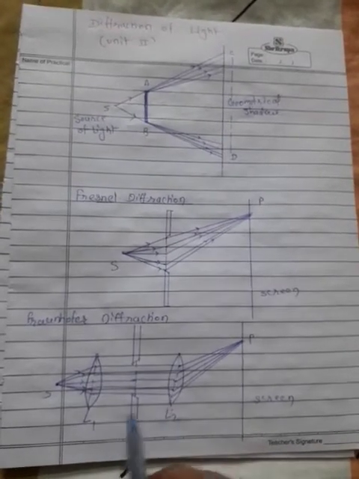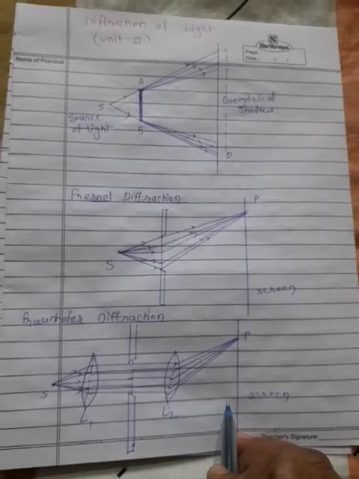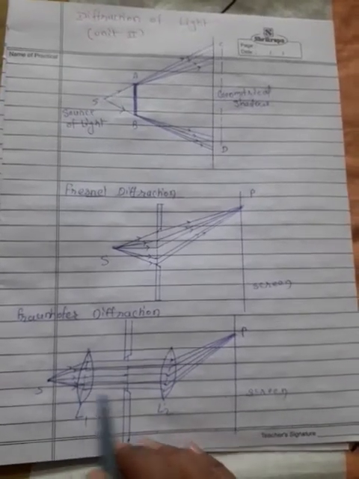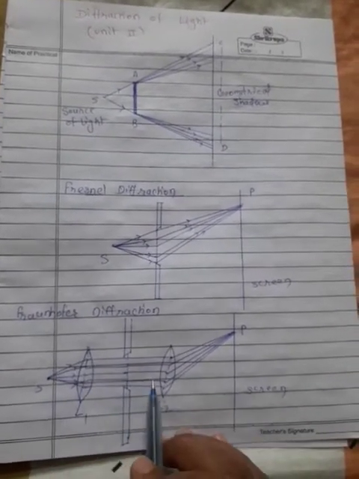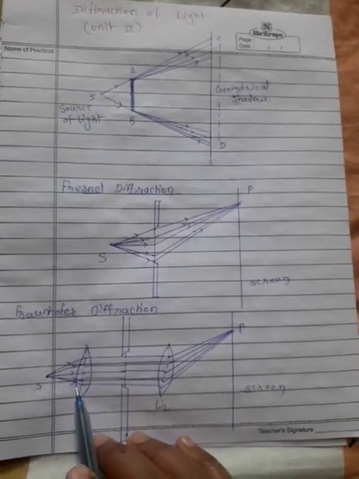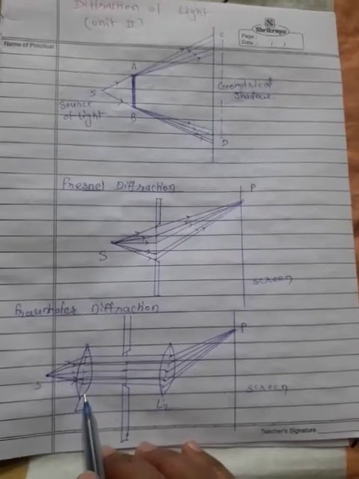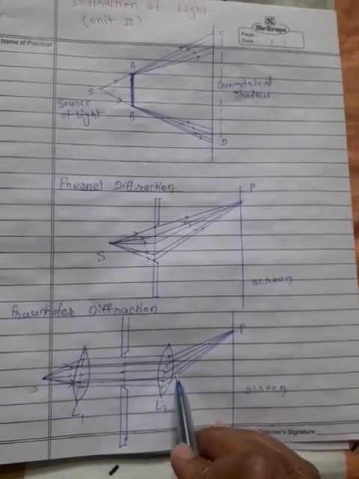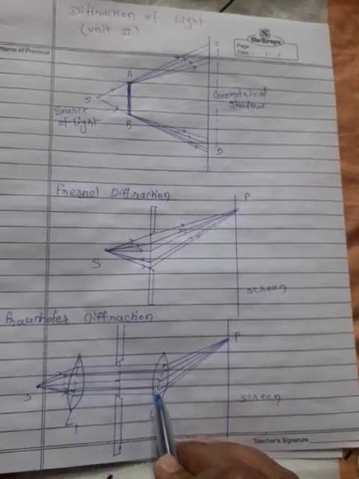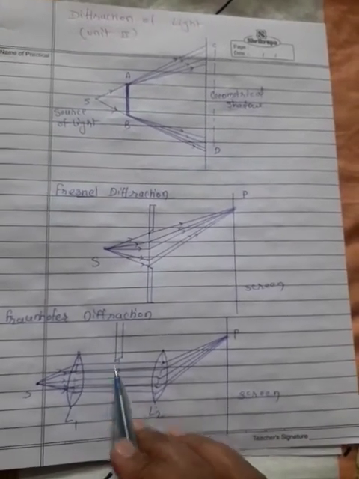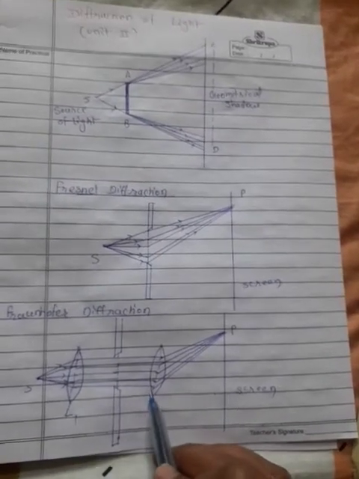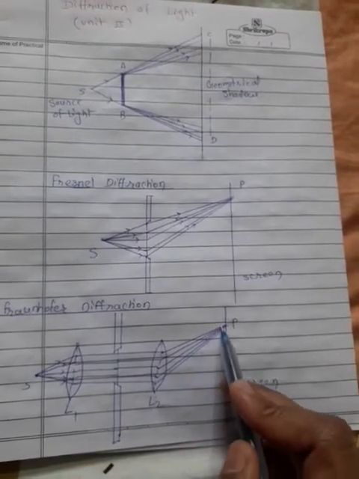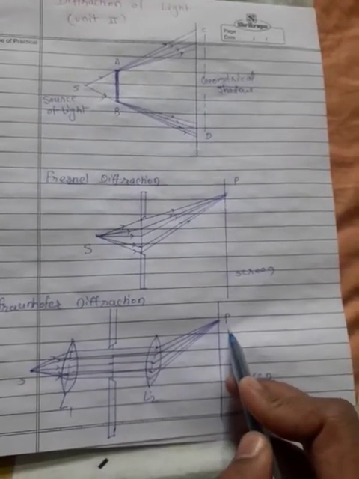The diffraction pattern can be observed by placing the source of light and the screen in the focal planes of two convex lenses. The first lens makes the rays of light parallel. The second lens, which is placed behind this aperture or obstacle, focuses the parallel rays onto the screen, and finally they intersect at the point P on the screen.